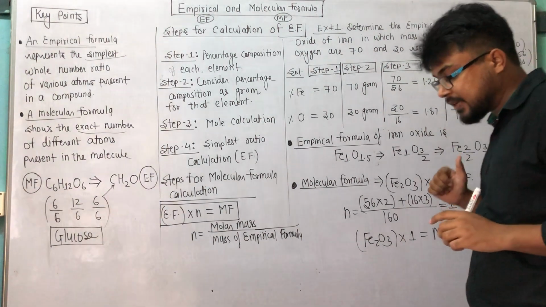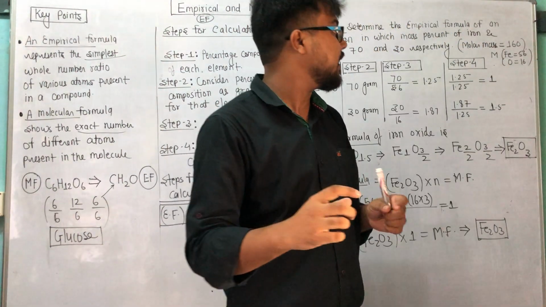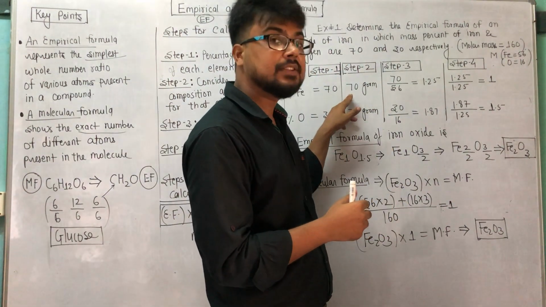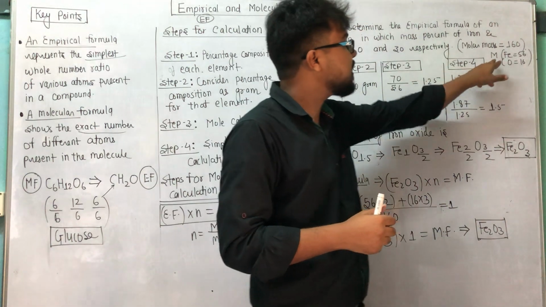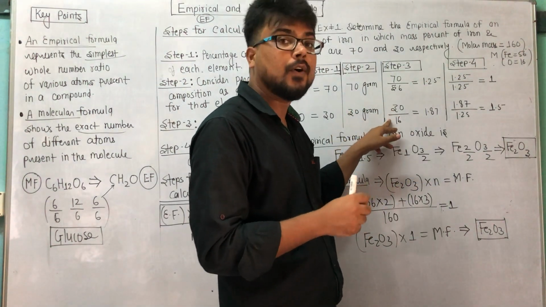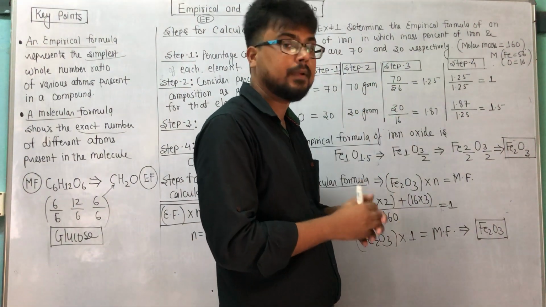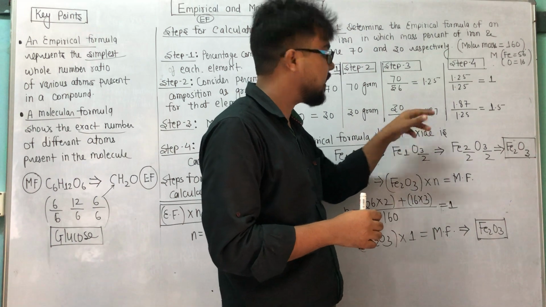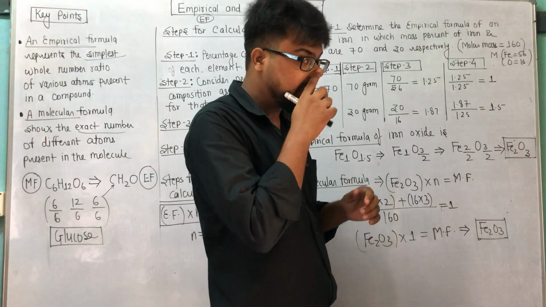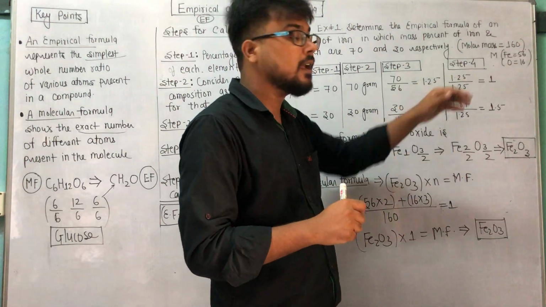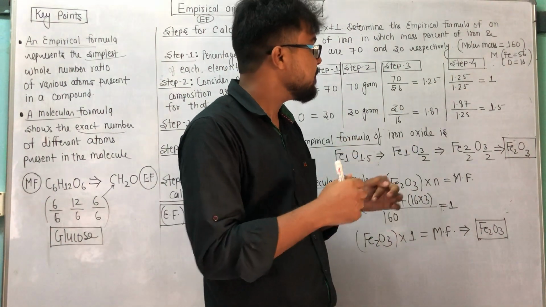Now the next step is step 3, and in step 3 I will calculate the mole. How to calculate mole? This mass will be further divided by the atomic mass. The atomic mass of iron is 56 and the atomic mass of oxygen is 16. So 70 divided by 56 is around 1.25, and 30 divided by 16 is around 1.87. This is just to calculate the mole, and after the calculation of mole, step 4 is very important.